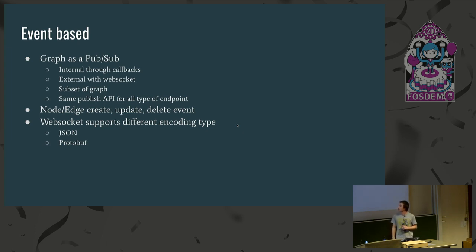You can also subscribe just to a portion of the graph, if you are not interested in all the events of the graph, just a few nodes or a subset. The events that you get are pretty straightforward: the node creation, the edge creation, the updates, the deletes. The messages are encoded in different formats. You can use JSON for the web UI, obviously, but you can also use protobuf for performance reasons. That's the way the pods and the hubs talk together, using web protobuf.